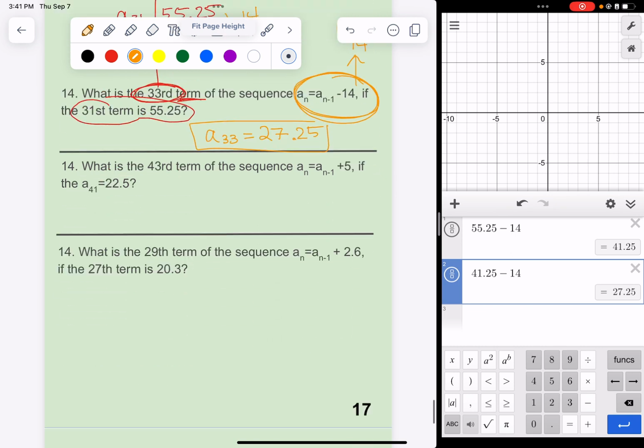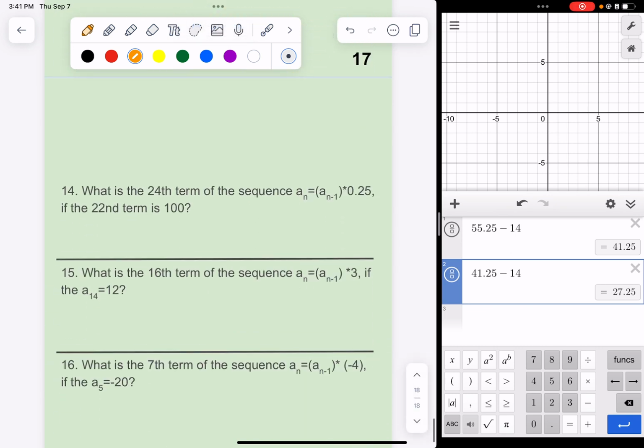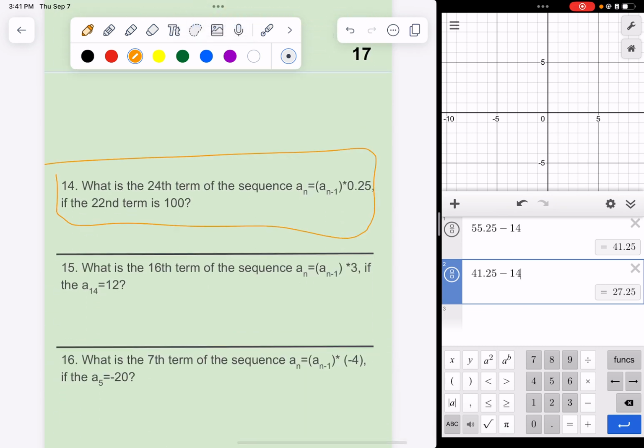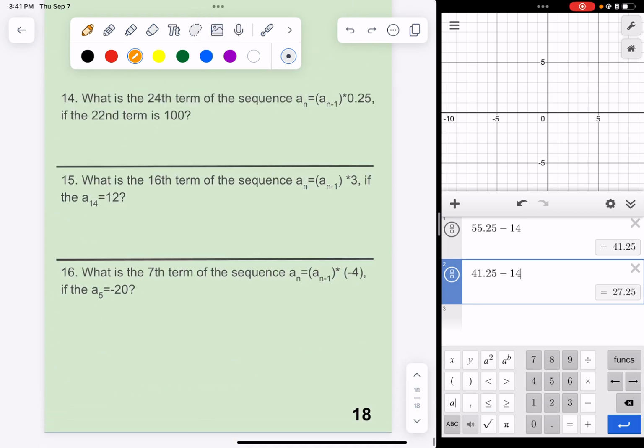Then the next one, we just did something very similar to this. Do the same method.